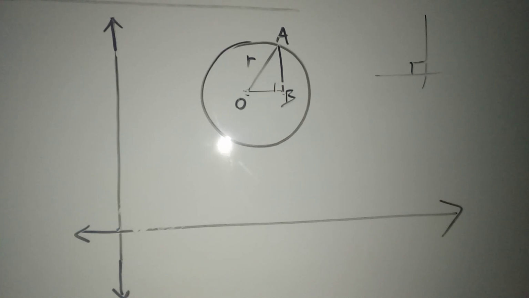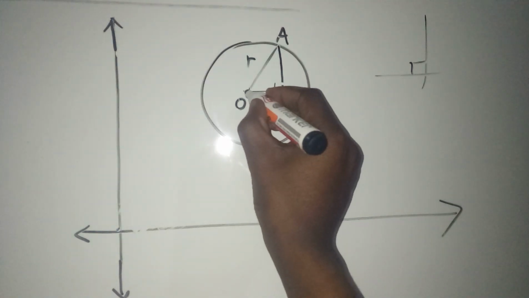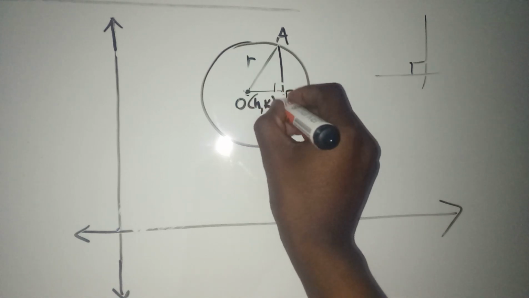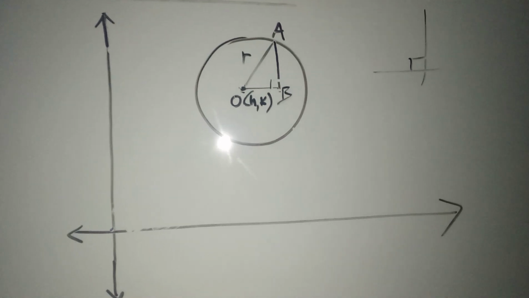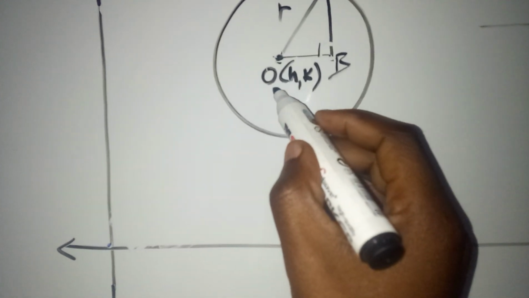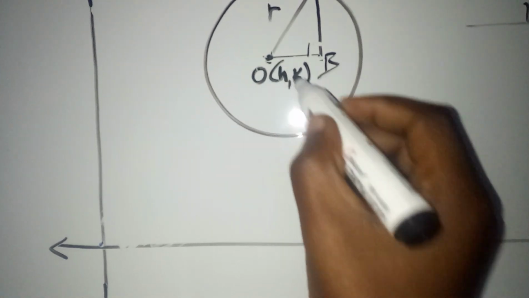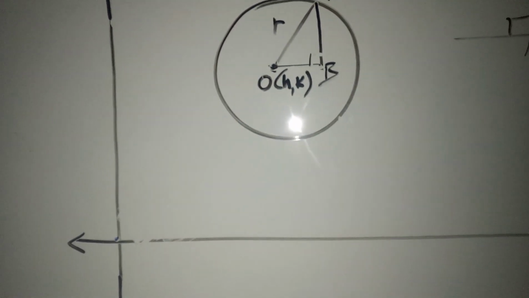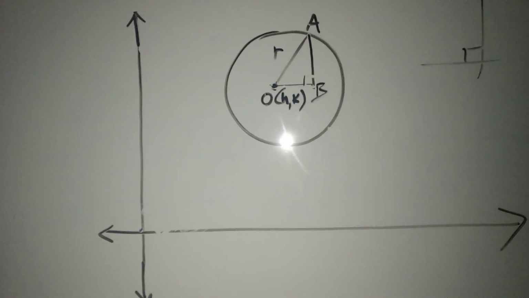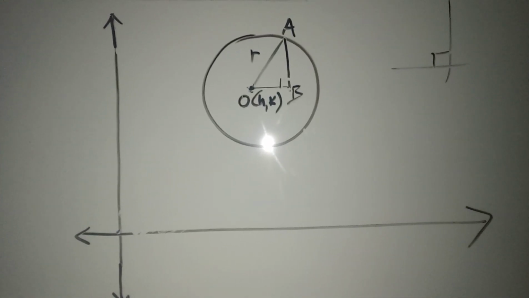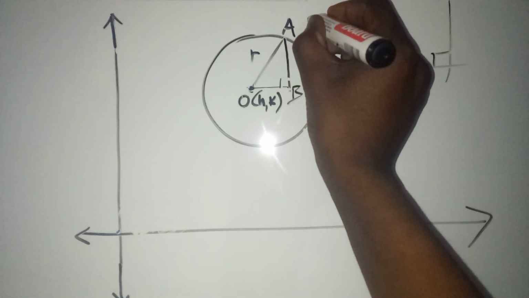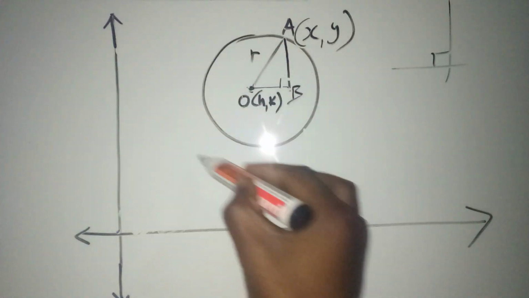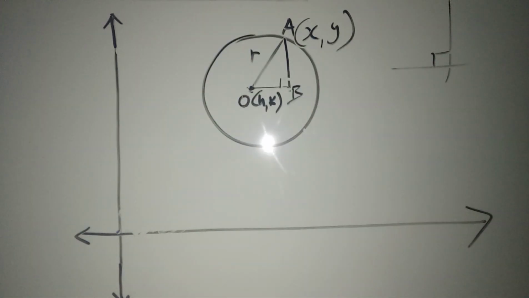Now let's say my center of the circle is here, and that center is in form of letters, H and K. So my center is O and I have H, K representing my center, while R represents my radius. I hope you are following me, so you need to pay attention to the details. Now, on point A, I decide that X and Y represent any point along the circumference of the circle.